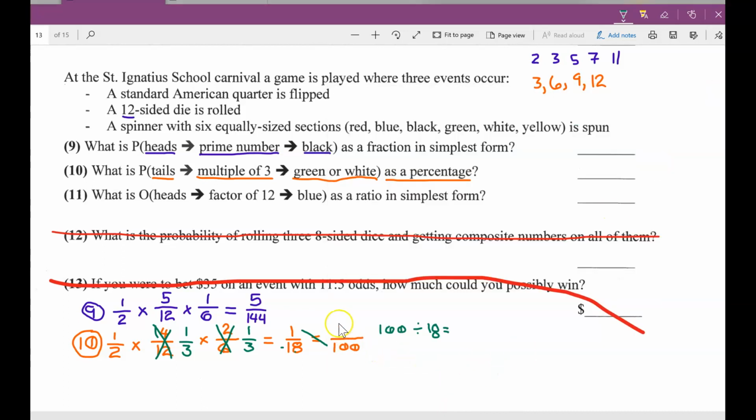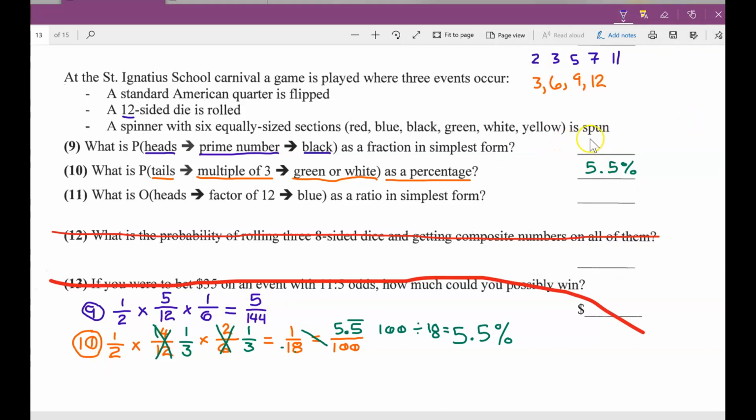So the answer that goes up here is 5.5. The line over that second 5 means repeating. So the probability as a percentage is 5.5%. Oh, I just realized I didn't put those answers up here. So 5.5%. Let me make sure I have the other one put up here.